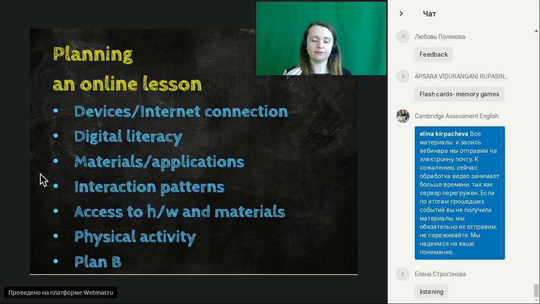Again, even if we use one platform like Zoom, Skype, Google Meets, WhatsApp, whatever you use, all these platforms have some system requirements, and we need to know what our students are using, because we need to know what opportunities they have. For example, in Zoom, if my students are having a lesson from the telephone, they can't comment on my whiteboard.